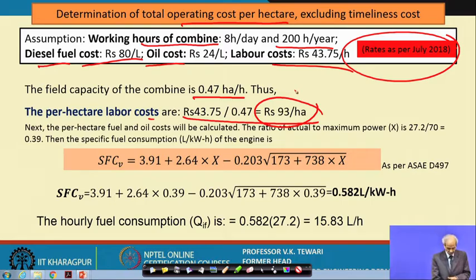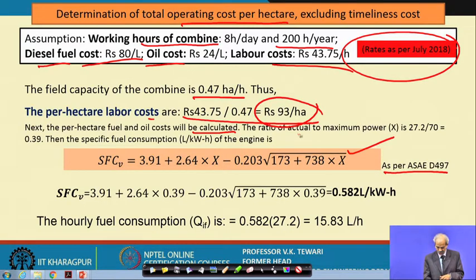Okay. Next, the per hectare fuel and oil cost will be calculated. How do you calculate that? In fact, for that also the ASAE has given already an equation. And why do we follow this? Because these are the standard equations which are used all over by the scientists and engineers for finding out the specific fuel consumption. And this is the expression which is given here.